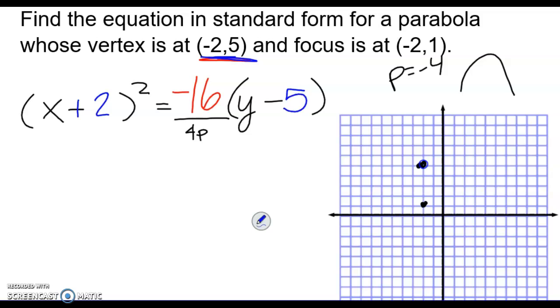Ta-da! And I'm done. I didn't even need to draw the whole picture. I could draw the whole picture. Let's see, 16, so it would go 8 each way. 1, 2, 3, 4, 5, 6, 7, 8. So that was just good practice. If you're like, what just happened? Take time to figure it out.